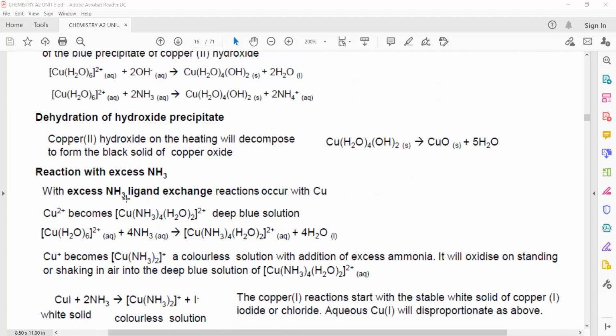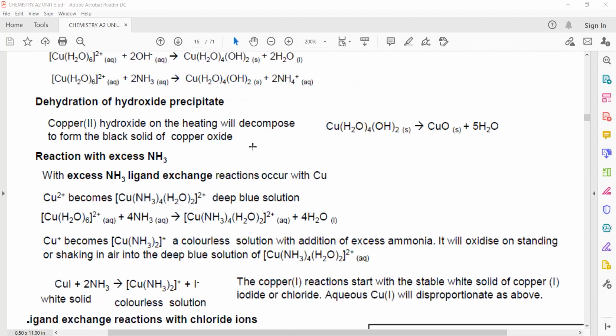And then with excess of ammonia, the ligand exchange reaction occurs with copper. This is a solution containing a copper complex. First you add aqueous ammonia, a small amount, so it will form a blue precipitate. Why will it form a blue precipitate? Because there is a loss of proton. It's like an acid-base reaction.